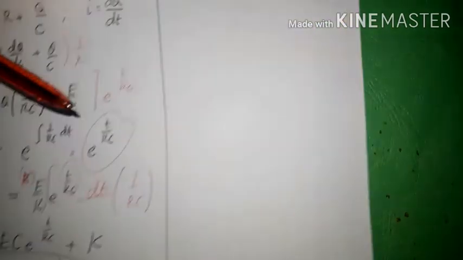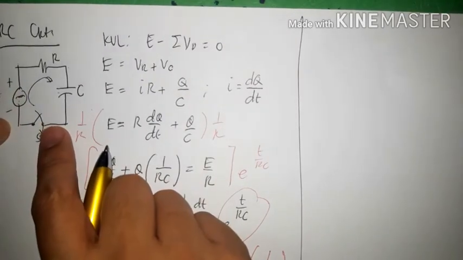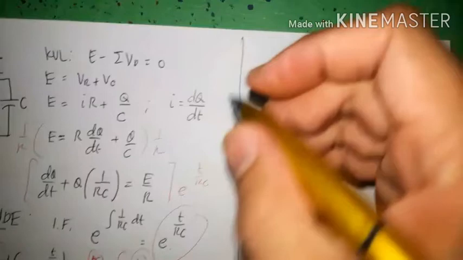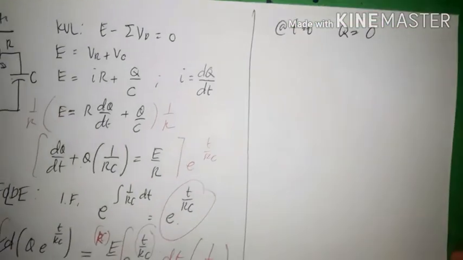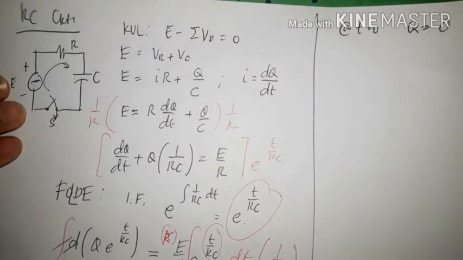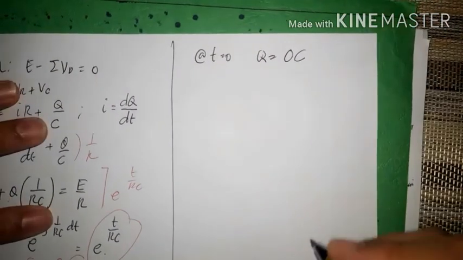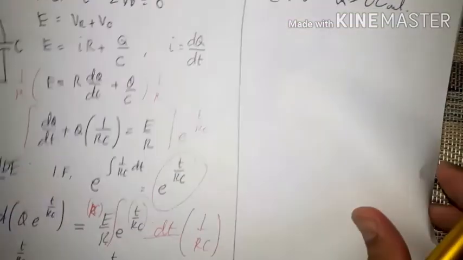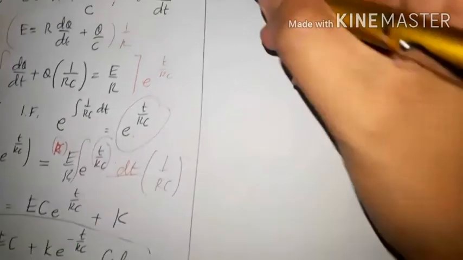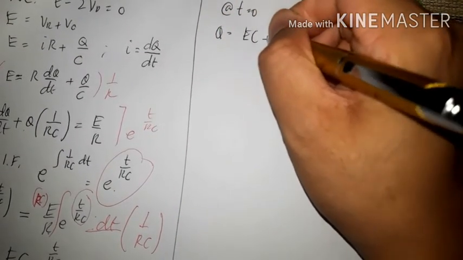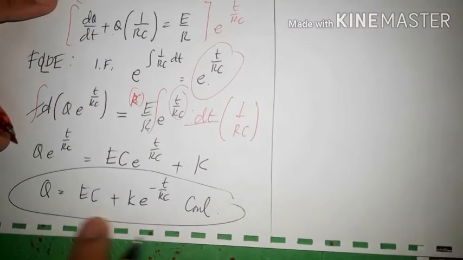And then since that's the general solution, it is always assumed, unless otherwise we are told, that at time t equals 0, the charge in that capacitor is also 0. So it is always assumed to be 0 unless otherwise told. So at time t is 0, the charge in that particular capacitor is 0 coulomb. So substituting to our general solution, let me rewrite that first. So that's q is equal to EC plus K e to the negative t over RC. So that's our general solution.